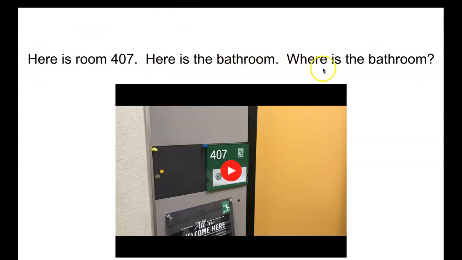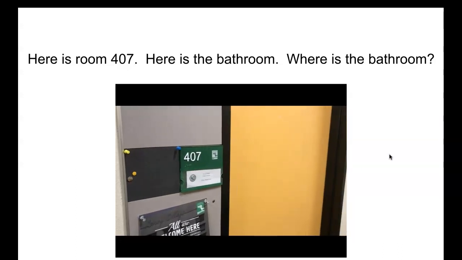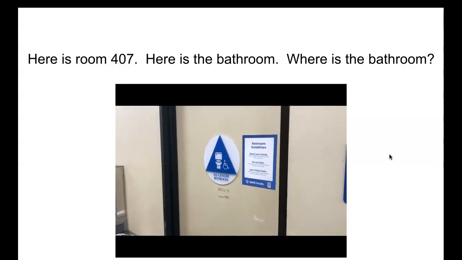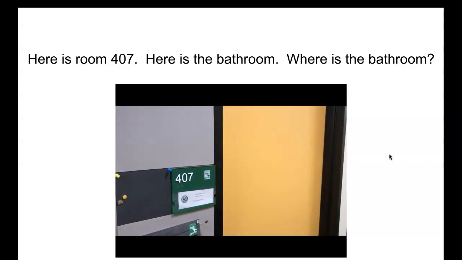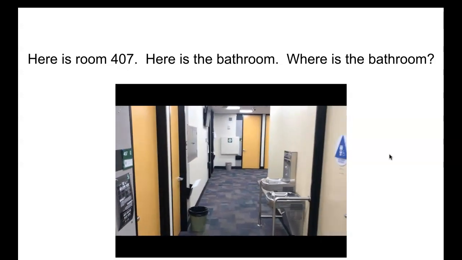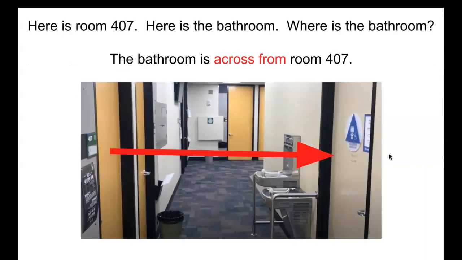Let's look at the sentences and watch the video. Here is room 407. Here is the bathroom. Where is the bathroom? The bathroom is across from room 407.